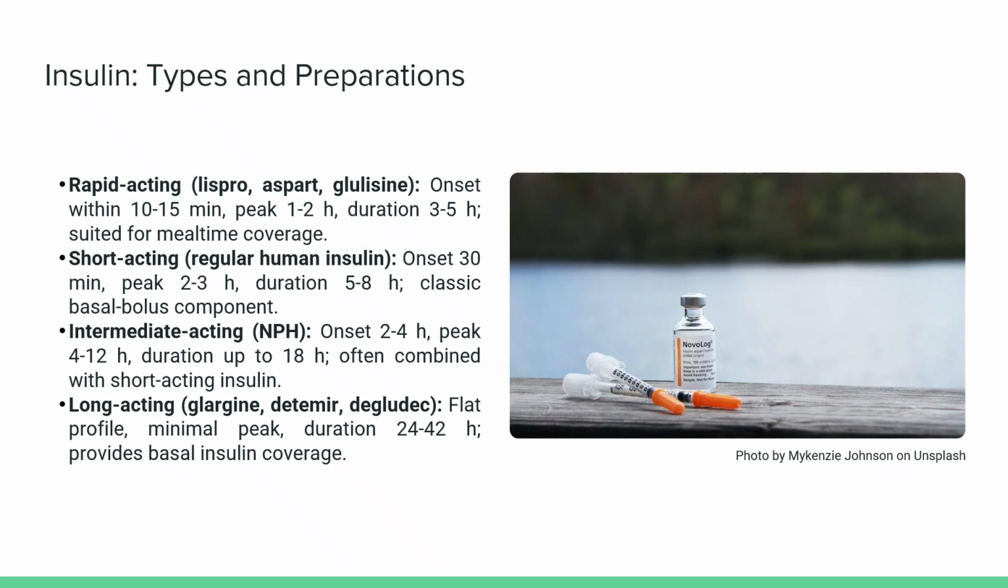Then in the case of long acting, the brands are Glargine, Detemir, Degludec. These have a flat profile. Minimal peak, duration will be 24 to 42 hours, which provides basal insulin coverage. So these are the main four types of insulin and its preparations.